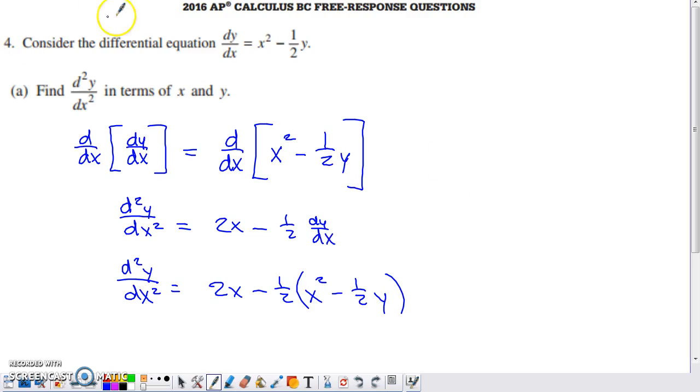So this is problem number 4. It's from the 2016 AP Calc BC exam. It's a no calculator question, and all they give you to start off with here is a differential equation. The bad news about this differential equation is we cannot separate our variables. So it's a non-separable differential equation.